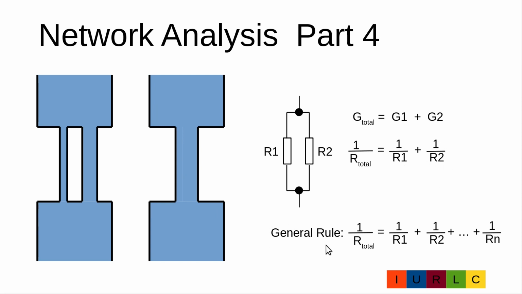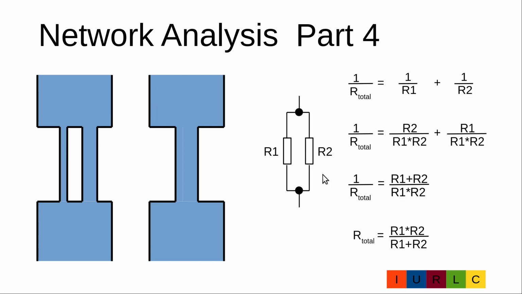The general rule for n parallel resistors is that the reciprocal of R total is the sum of each individual reciprocal of the resistance, or 1 divided by R total is 1 divided by R1 plus 1 divided by R2 plus ... plus 1 divided by Rn. There is a special formula for two parallel resistors. I will show how to come to this formula.